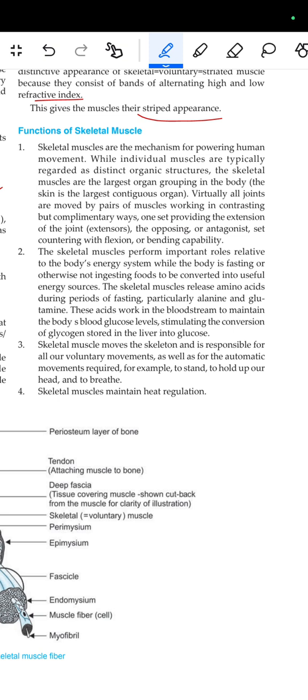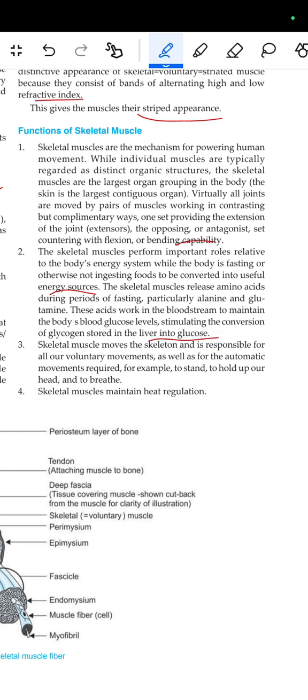One set provides the extension of the joint, the extensor, while the opposing or antagonist set provides flexion or bending capability. The skeletal muscle performs important roles relative to the body's energy system while the body is fasting or otherwise not ingesting food to be converted into useful energy sources. The skeletal muscle releases amino acids during fasting, particularly alanine and glutamine. These acids work in the bloodstream to maintain the blood glucose level, stimulating the conversion of glycogen stored in the liver into glucose.